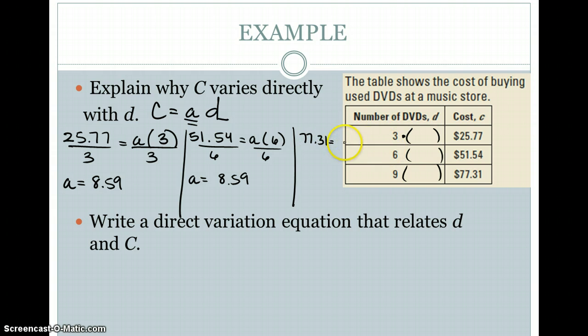Let's show it. 77.31 equals A times 9. Divide by 9, divide by 9. A does in fact equal 8.59. We have proven it. We've shown it. It checks out.